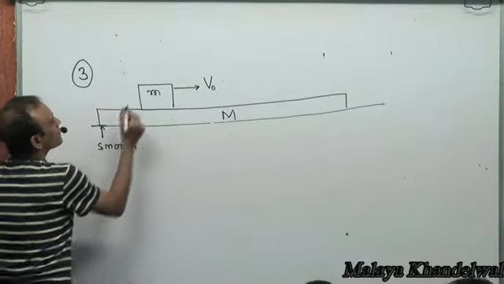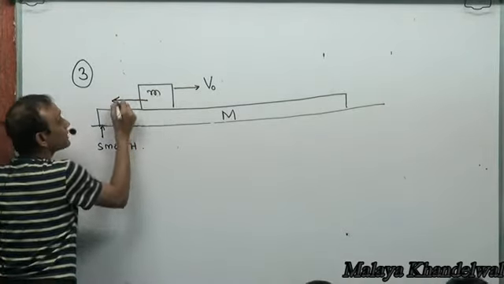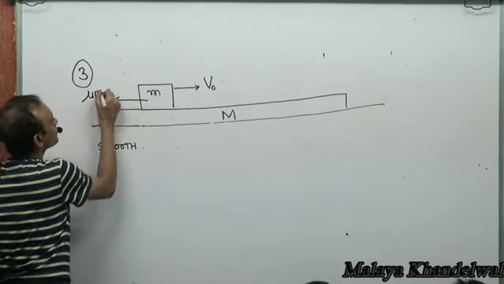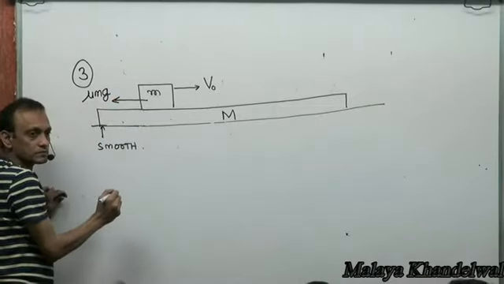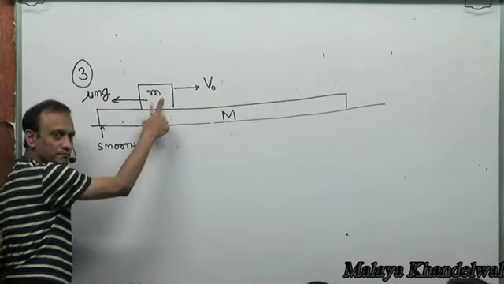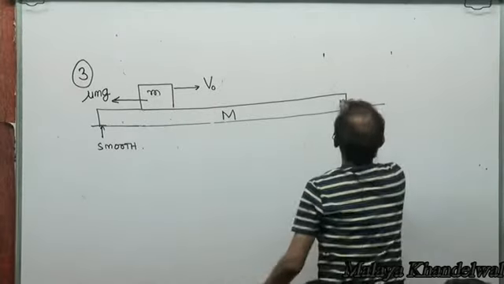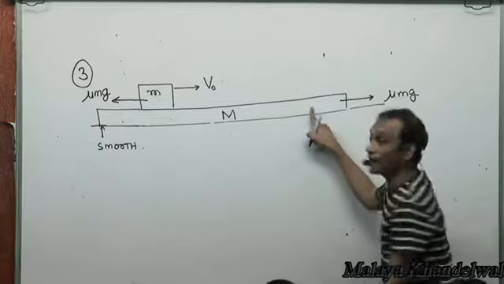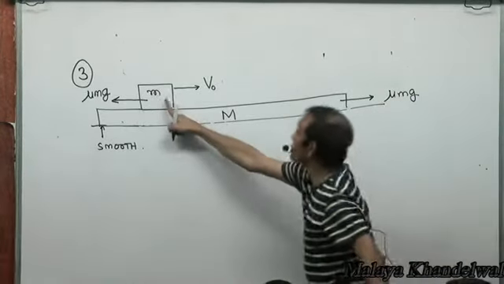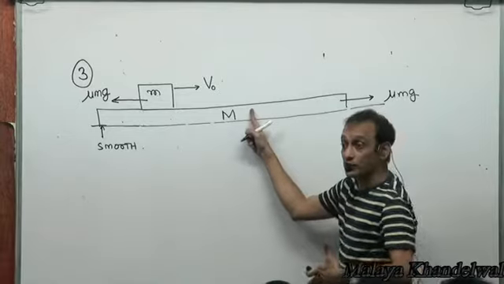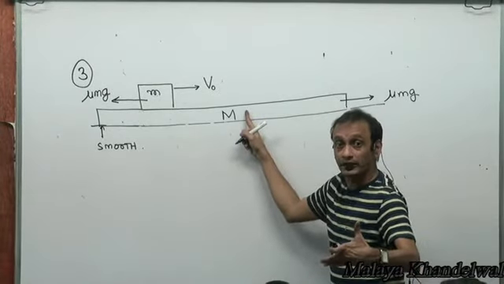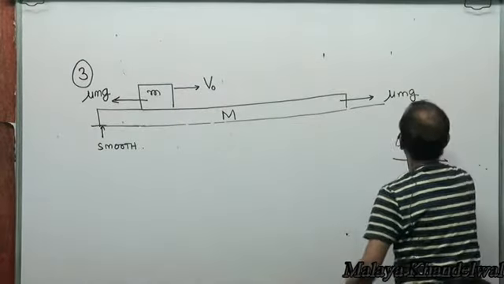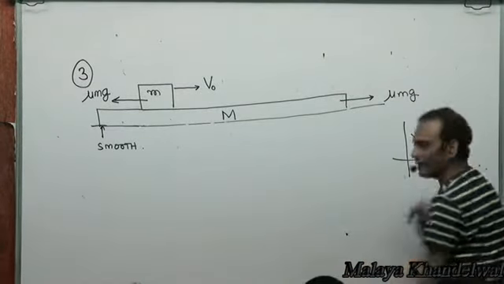Realize that there is friction acting on it, kinetic friction, approximately maximum static friction, mu mg leftwards, which will retard this small m, right? And as a reaction to this, small m will exert on capital M mu mg to the right. This will accelerate capital M. The velocity of small m will deplete, the velocity of capital M will grow, right?